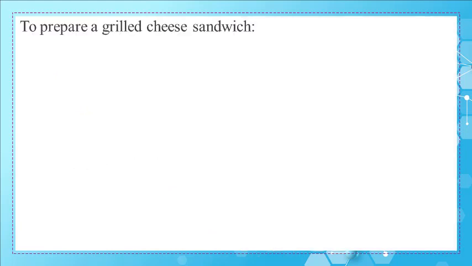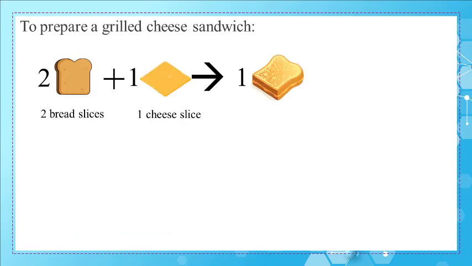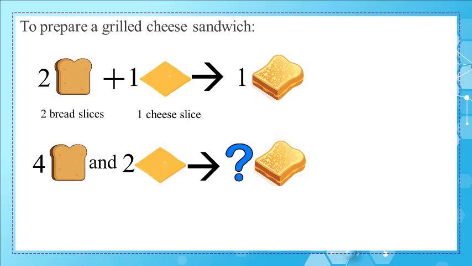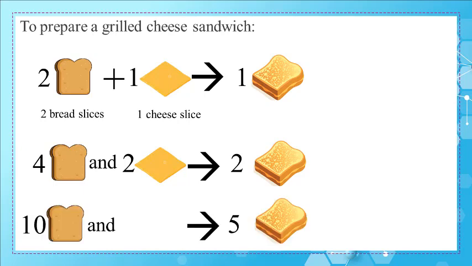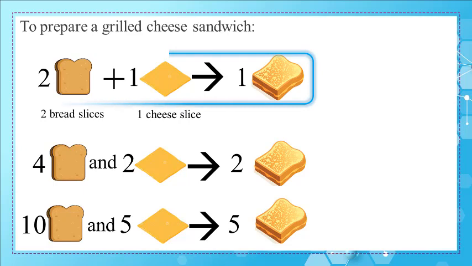To prepare a grilled cheese sandwich, 2 bread slices and 1 cheese slice are needed. How many cheese sandwiches can be prepared if 4 bread slices and 2 cheese slices are available? 2 cheese sandwiches. How many cheese slices are needed to prepare 5 cheese sandwiches if 10 bread slices are available? 5 cheese slices. We depend on the first equation to know the other proportions.